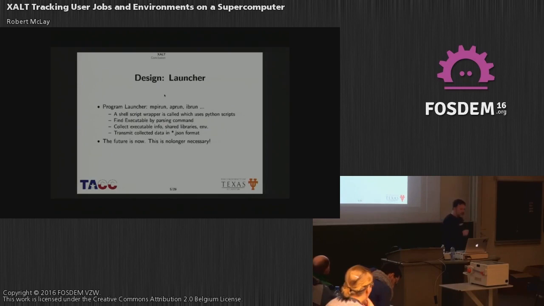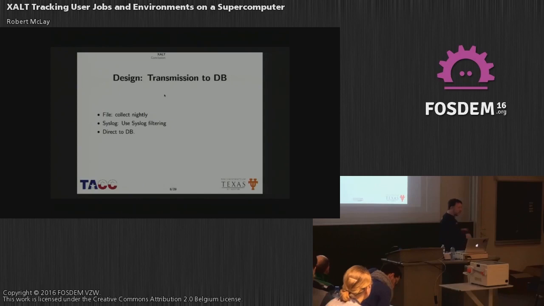Then what we used to do is we also hijacked the launcher, mpirun, ibrun, whatever your tool is, and it's a shell script which then would track the start of your job and the end of the job, so we would know how long your job was, as well as what environment variables you had, and we collect that also in a JSON file. Well, fortunately, I don't have to do that anymore, and I'll explain why later, but it works, but it's problematic.